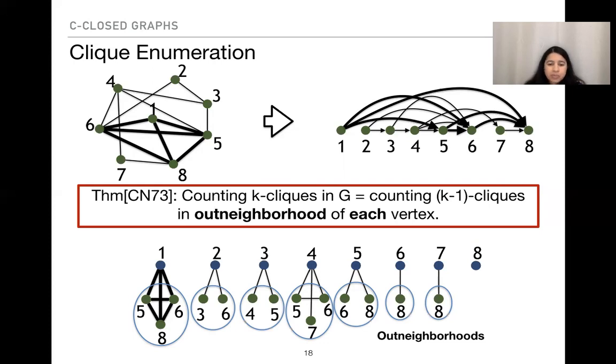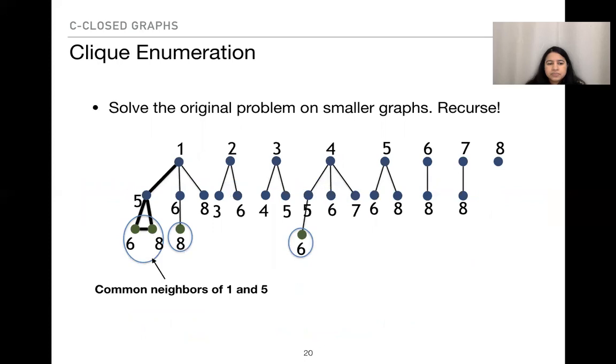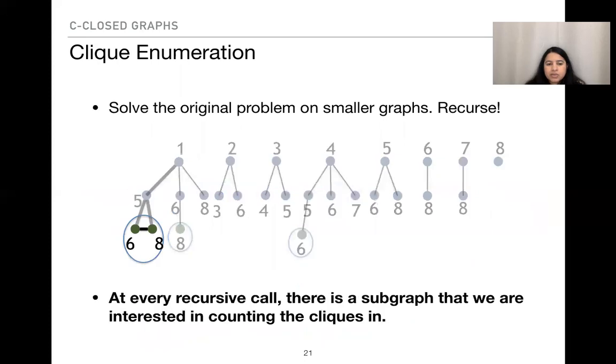So it's the same problem that we started with, but just on smaller instances. So what does the algorithm do? It recurses. For every vertex in these out neighborhoods, the algorithm will spawn a branch and calculate the new out neighborhoods. In this case, 6 and 8 are in the common out neighborhood of both 1 and 5, and so on. At every recursive call, we basically have a subgraph in which we are interested in counting cliques.